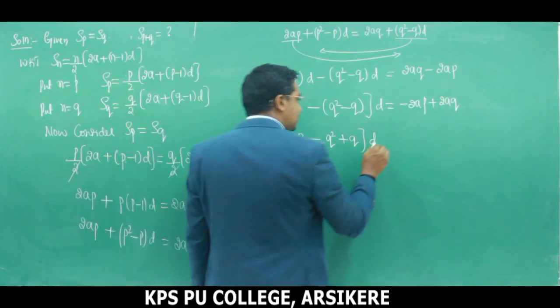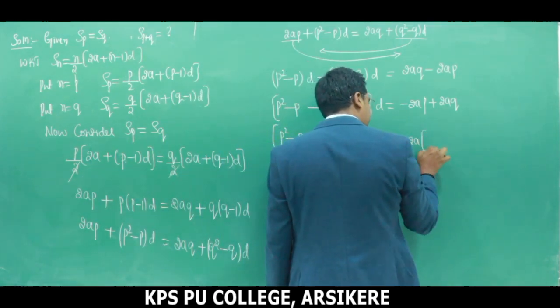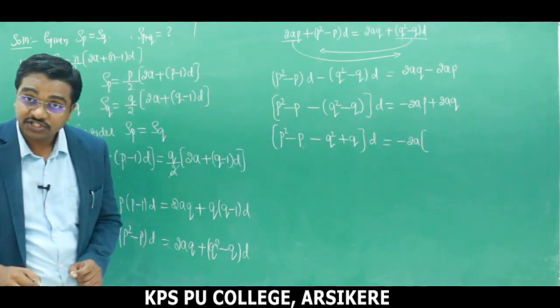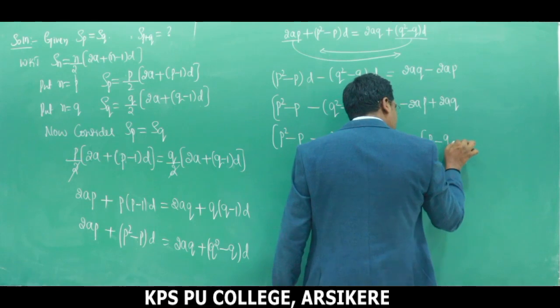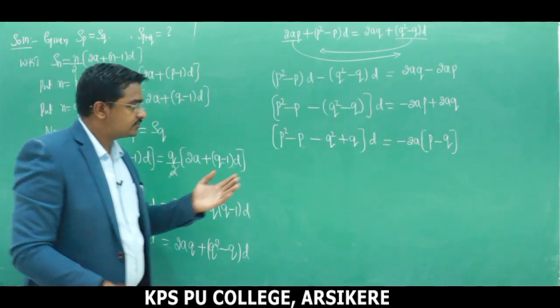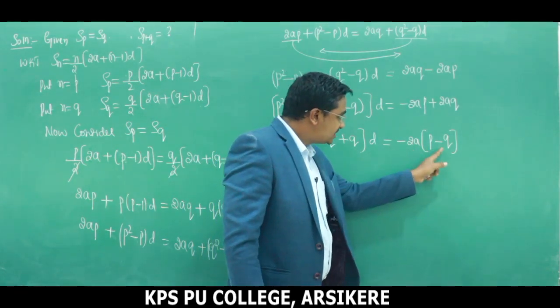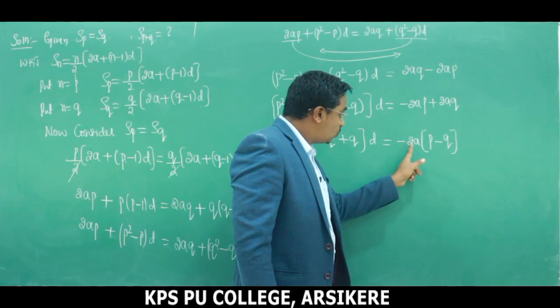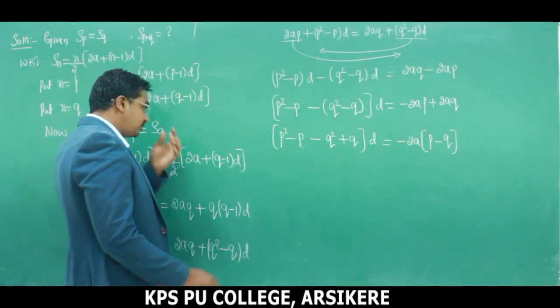So now I'll write this as equal to minus 2A is common. If I take minus 2A common, here we are left with only P and here minus Q. You can cross check this one. Minus 2A into P is minus 2AP, minus into minus becomes plus 2AQ. You get the same term here.